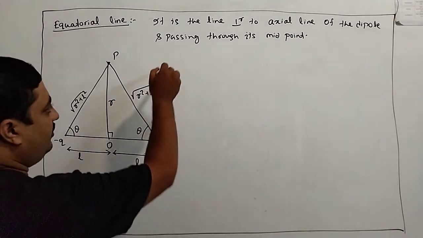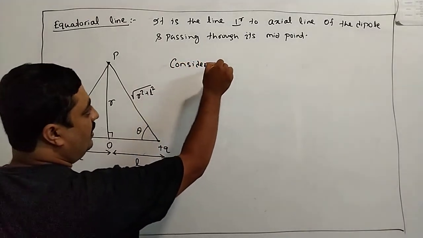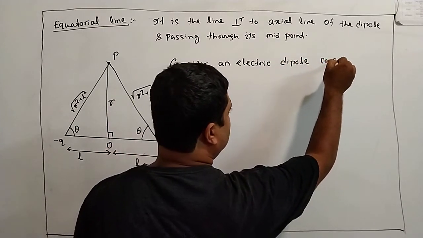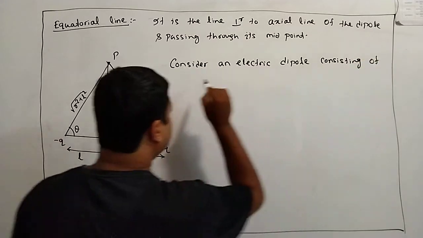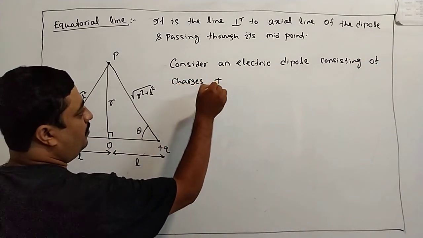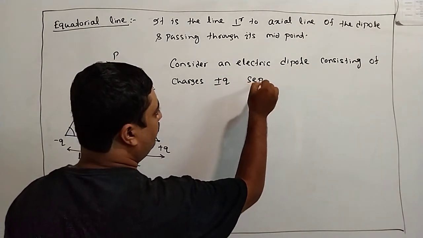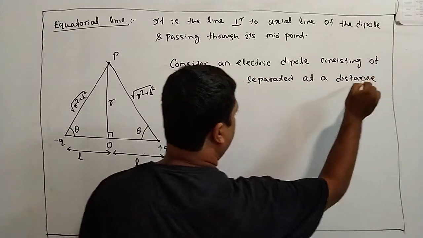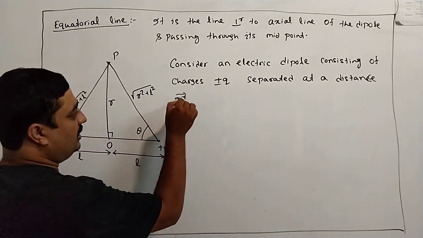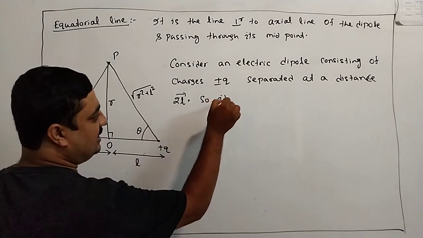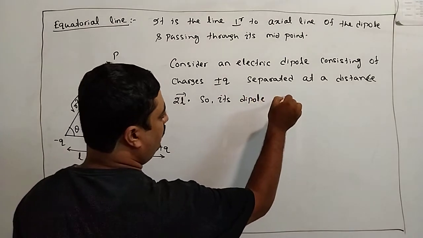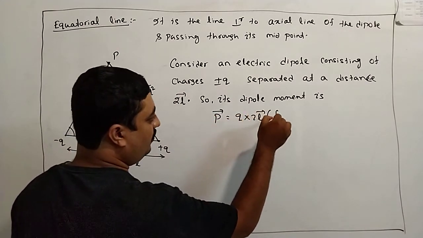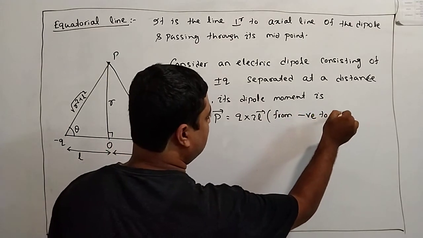Next, write down. Consider an electric dipole consisting of charges plus and minus Q separated at a distance L. So its dipole moment is P equal to Q into 2L from negative to positive charge.